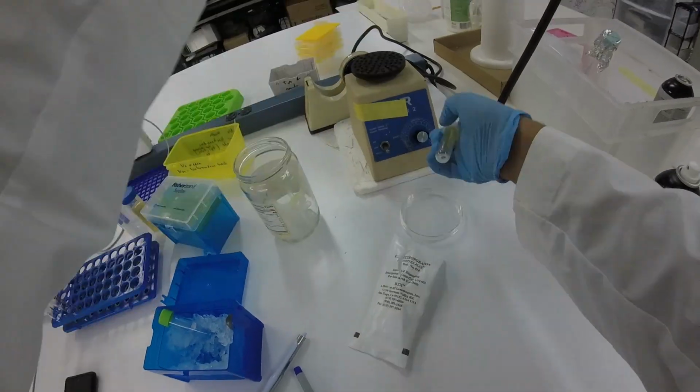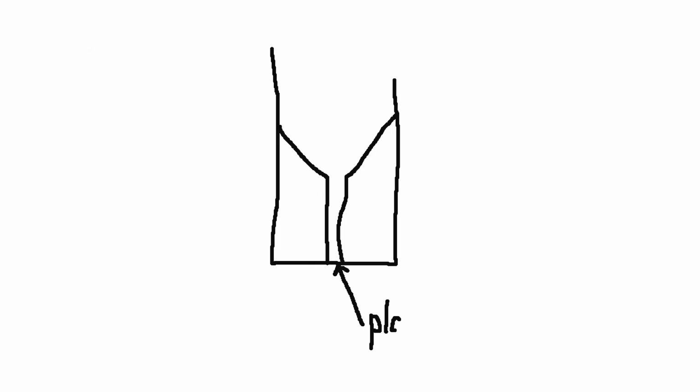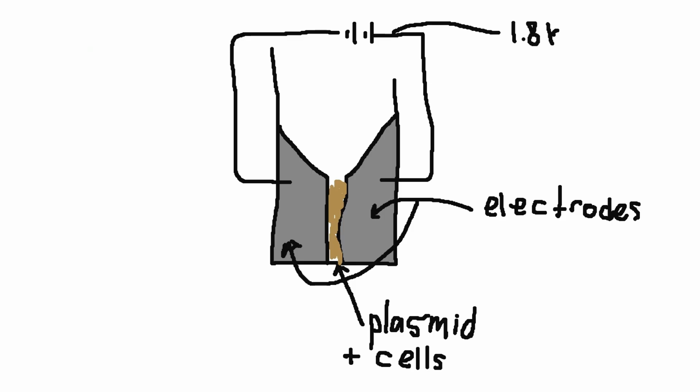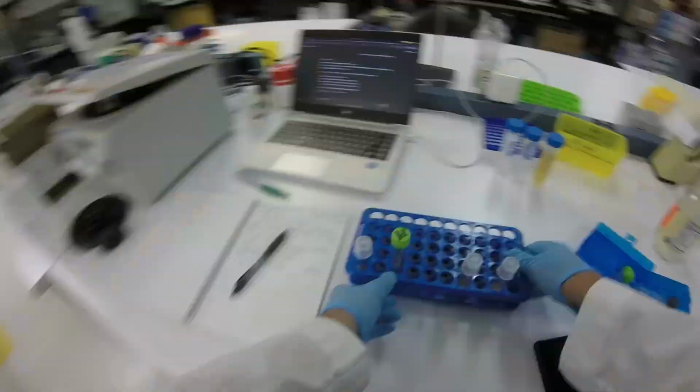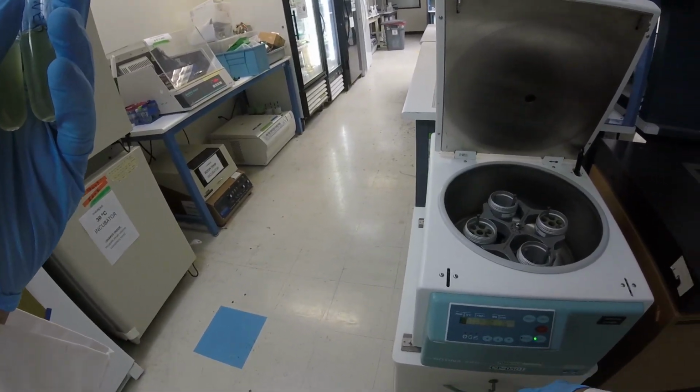All that is to say is that the main way this whole electroporation works is that you have some cells and some plasmid in a solution, and you put it in this special thing called a cuvette, or an electroporation cuvette. It has metal contacts on the side, and you have your liquid in the center. Then you put a huge voltage across it, and by huge voltage I mean like 1.8 kilovolts. It's not like 20 volts.